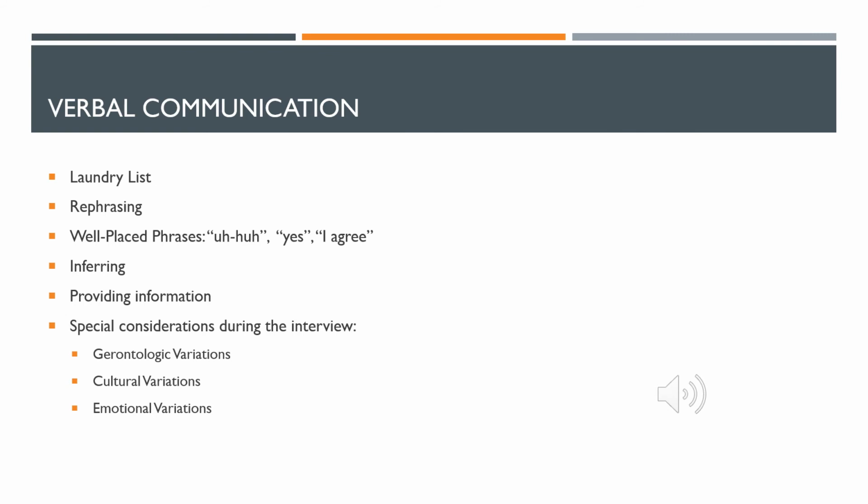Other things to consider in the interview process with verbal communications include age and gerontological variations in communication. Older clients may have a harder time hearing. They may want you to speak clearly and straightforward to them, slowly. They want to feel respected. They don't want you to yell at them or act like they may be confused just because they're older.